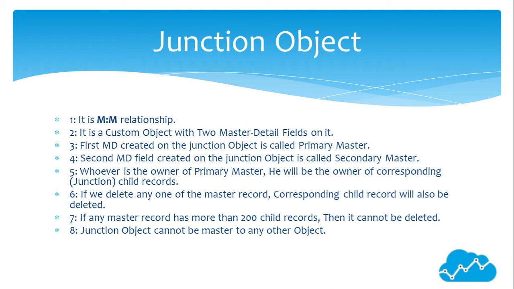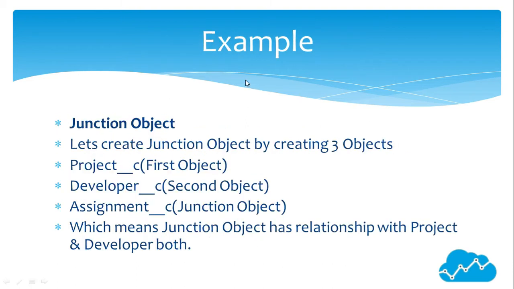Whoever is the owner of the primary master will be the owner of the corresponding child records. If we delete any one of the master records, the corresponding child records will also be deleted. If any master record has more than 200 child records, then it cannot be deleted. A junction object cannot be master to any other object.